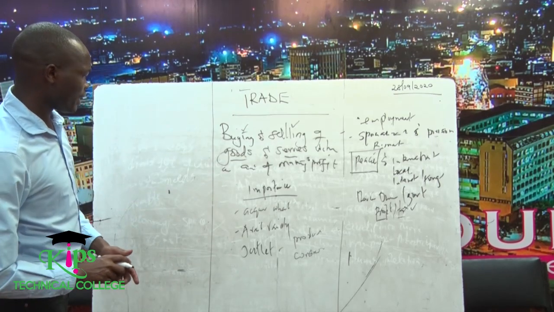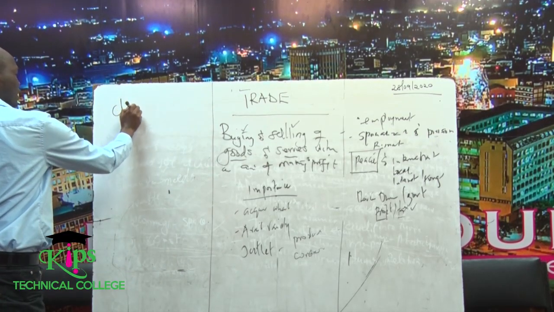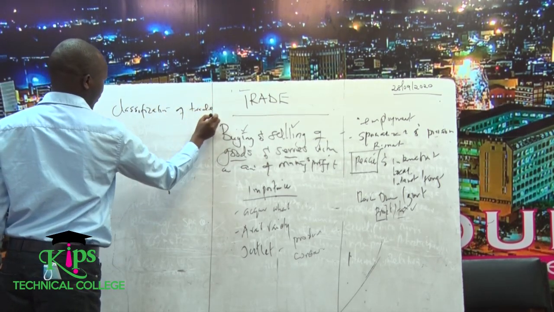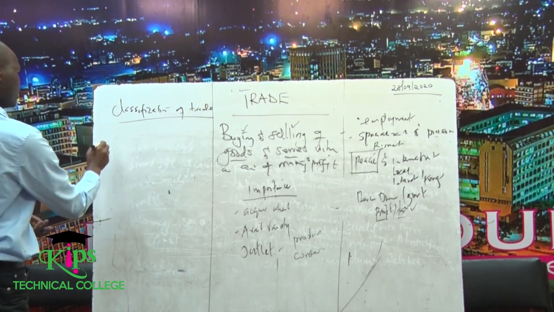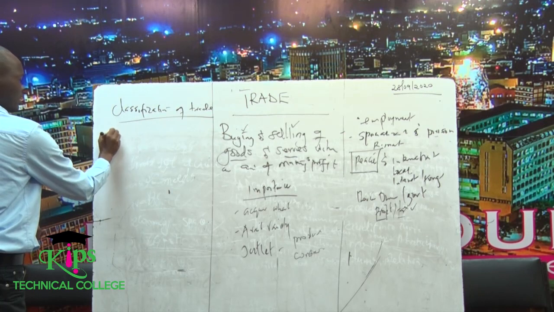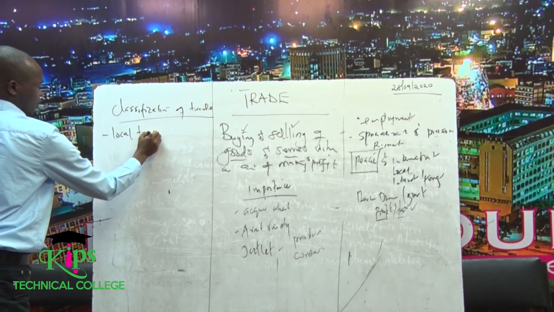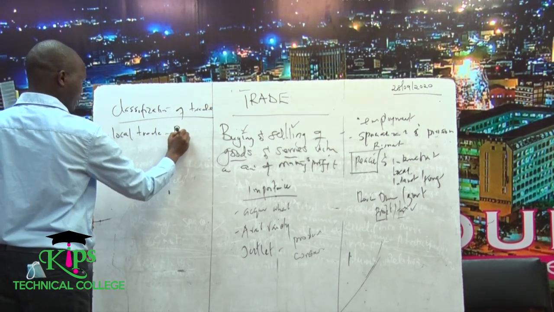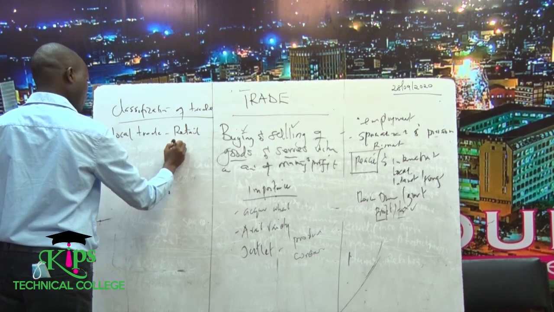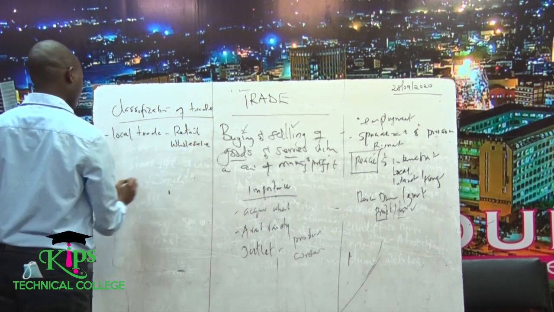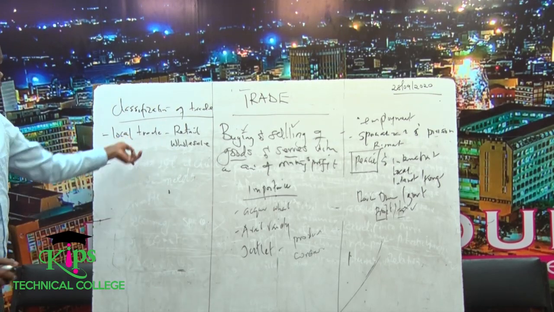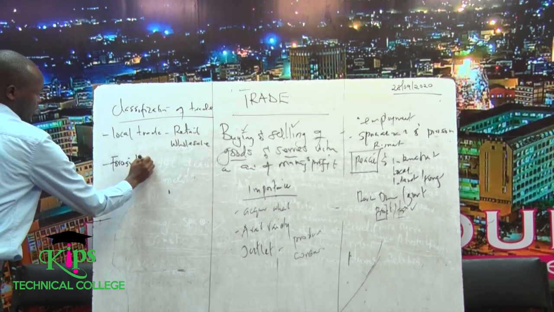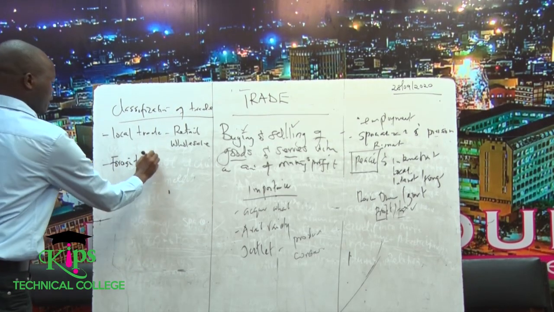I had mentioned the classification of trade. We have two ways in which we can classify it. We can classify trade, that is the local trade, which can also be categorized into two, that is the retail trade, and we have the wholesale trade. Another classification of trade is the foreign trade or the international trade.